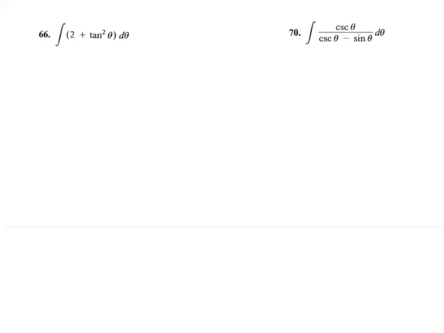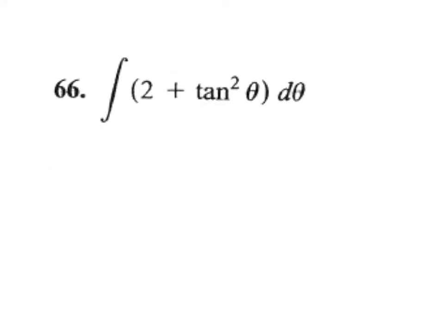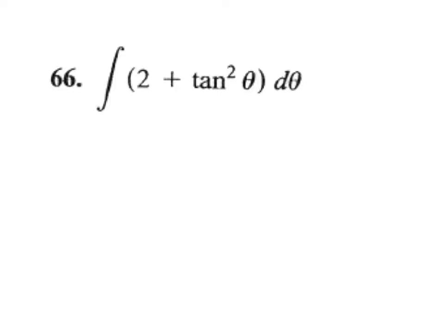This is part 3, and we're going to finish up some of these practice problems. Let's take a look at number 66. That problem is asking us to take the antiderivative of 2 plus tangent squared theta d theta.